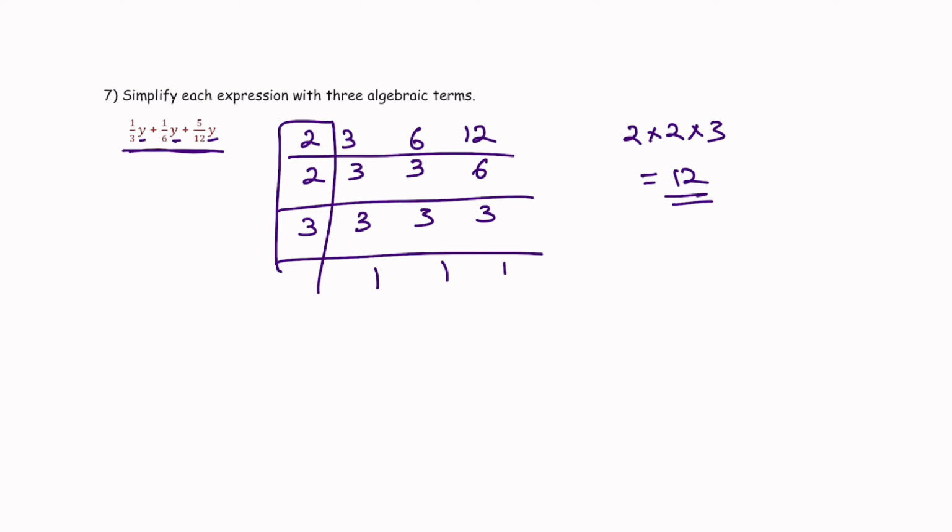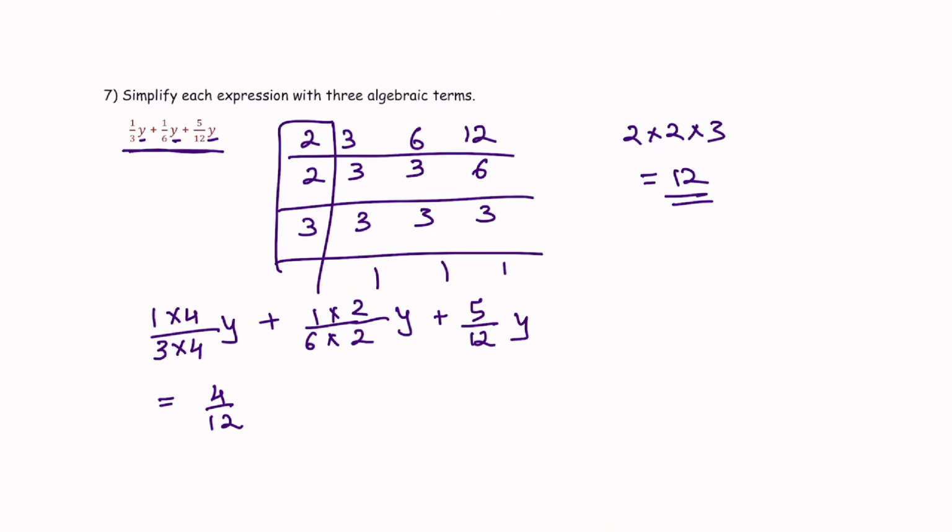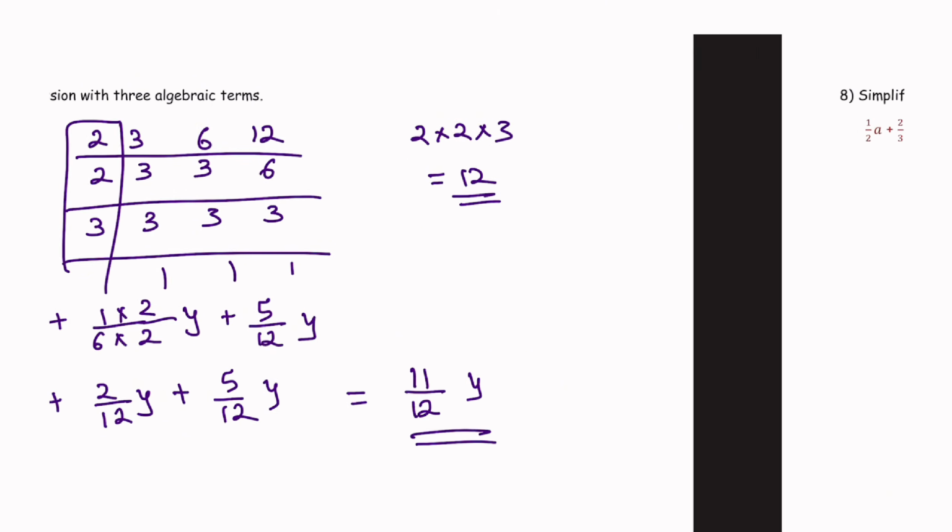So my LCM here is 12. 1 over 3, how do we make it 12? So that's going to be 1 times 4 upon 3 times 4. That's going to be 4 over 12 plus 1 over 6, and remember y here. We are going to multiply this with 2. That's how we get 12. And this is already 12. So I'm going to do nothing with that and write it down as it is. So this becomes 4 over 12 plus 2 over 12 plus 5 over 12. And of course, all of them are with y, which is equal to 4 plus 2 is 6. 6 plus 5 is 11. So 11 over 12y. That's the answer.